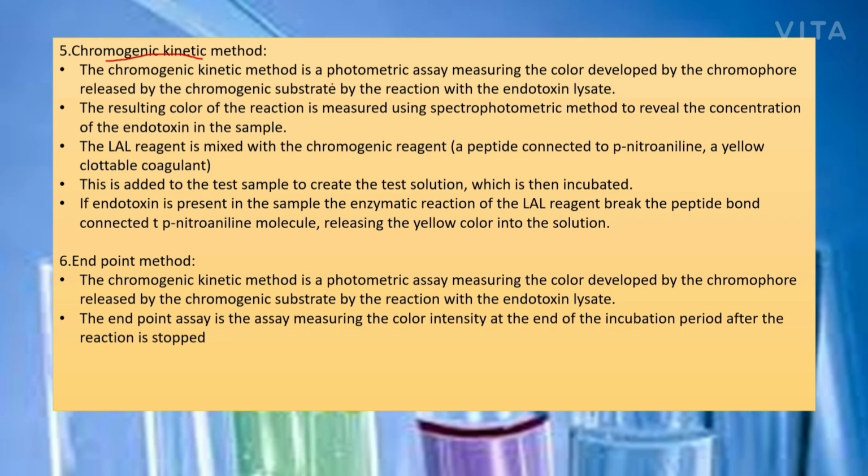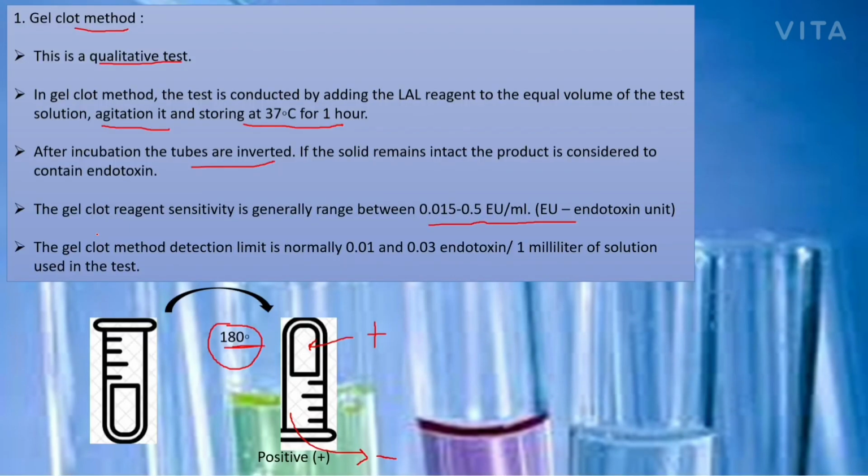It is also a photometric assay, but it measures the color developed by the chromophore released by the chromogenic substrate through the reaction with the endotoxin lysate. The resulting color of the reaction is measured using the photometric method, which reveals the concentration of the endotoxin present in the sample. So you remember the cascade reaction we have seen in my previous slide. Let me show it again.